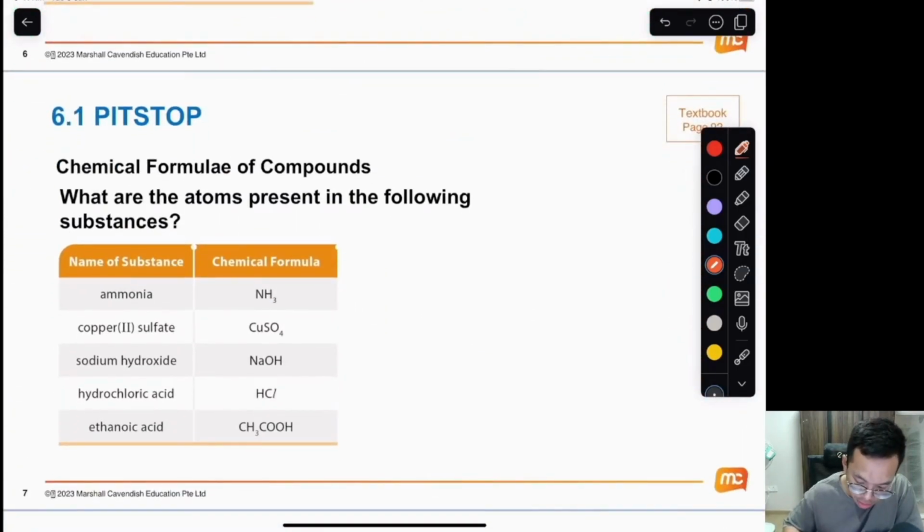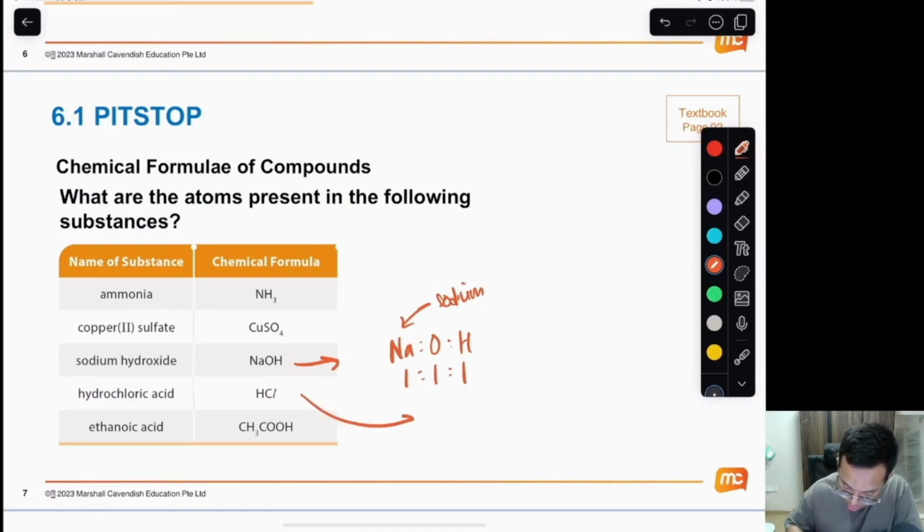So the answers are, for sodium hydroxide it is 1:1:1, and Na refers to sodium, so you remember in your periodic table, please be familiar with it. HCl is 1:1, which means there is 1 atom of hydrogen to 1 atom of chlorine.